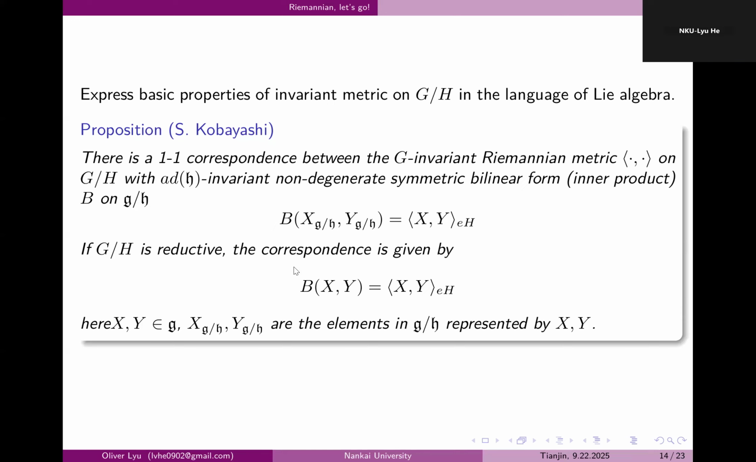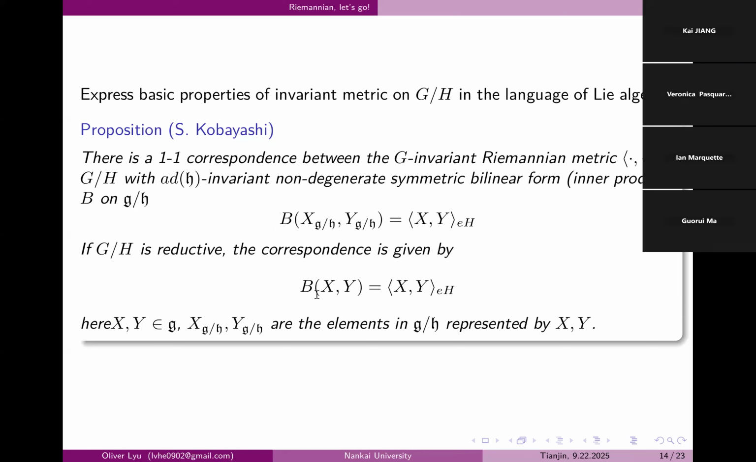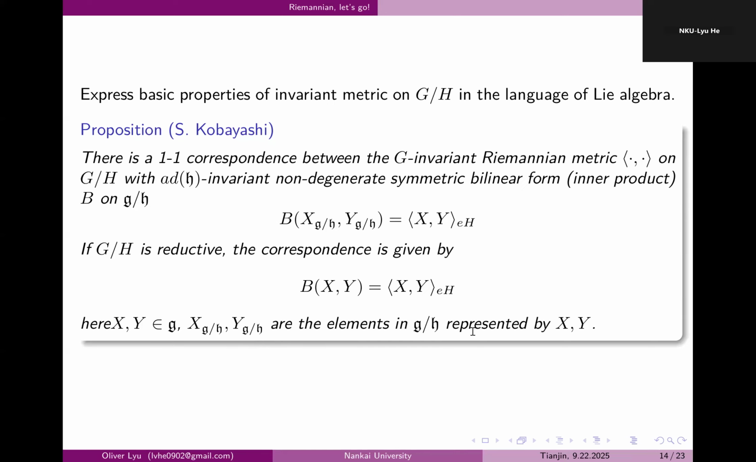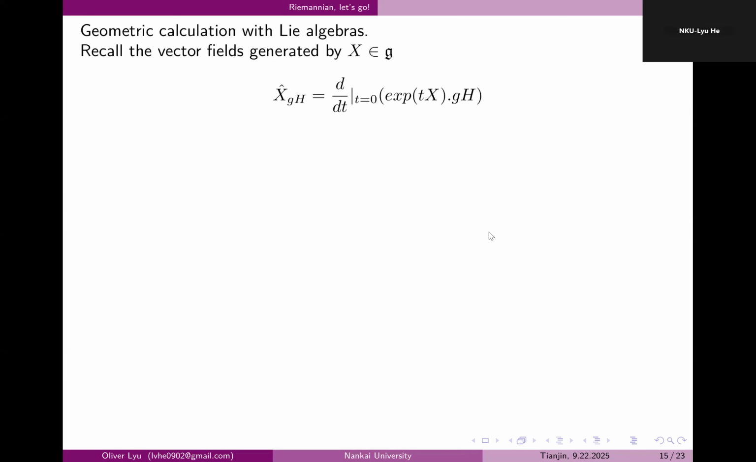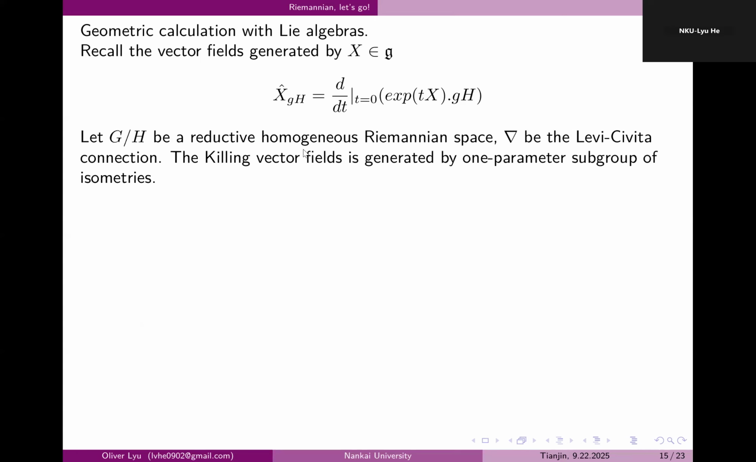If G mod H is reductive, then the correspondence is given in this way. Here X, Y belong to g, and X, Y with a lower mark are just the elements represented by X and Y. This vector field we have already seen before, so let's give it a new name. Let G mod H be a reductive homogeneous space, and this is the Levi-Civita connection.